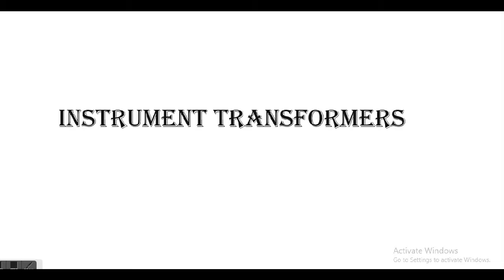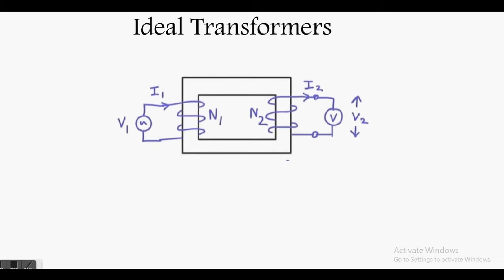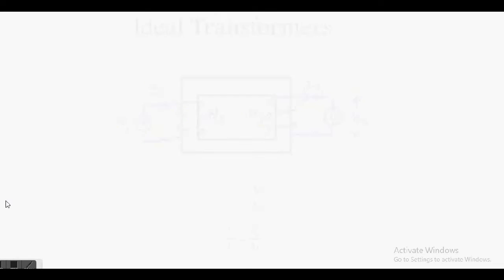So we'll start with instrument transformers. You'll know what transformers are. We will study instrument transformers here. Hope you all know the working of an ideal transformer. There's a primary winding and a secondary winding. If we connect an alternating voltage V1 at the primary, a voltage V2 will be induced at the secondary by mutual induction, and hope you all know the voltage and current relations.